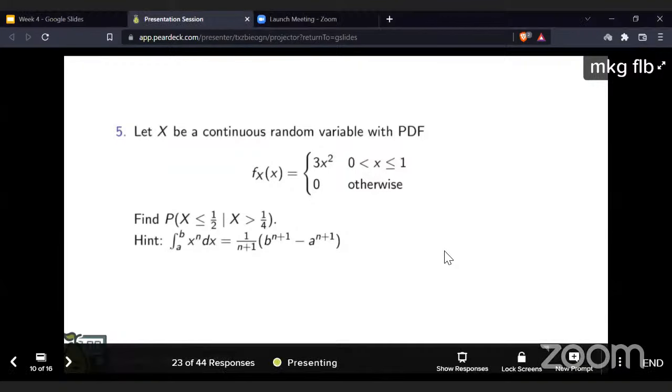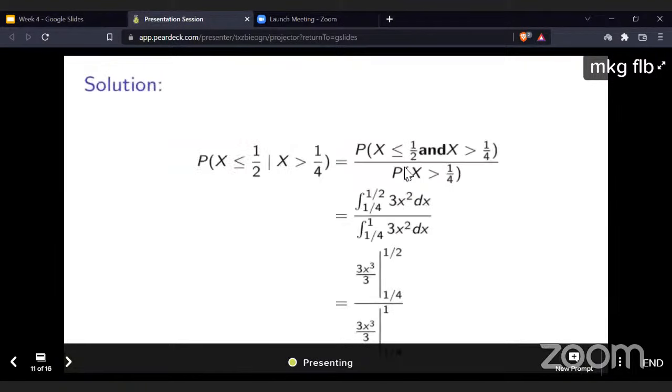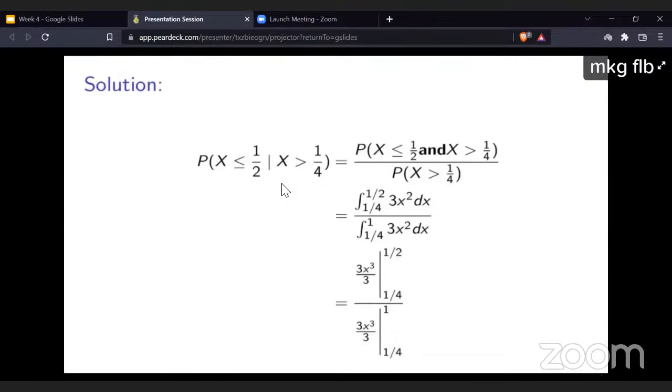Let's see the solution. 1 by 9. So we have to use the conditional probability formula. It is given that x is greater than 1 by 4 and you have to find the probability that x is less than or equal to 1 by 2. So if it is given that x is greater than 1 by 4, then what is the probability that x is less than 1 by 2?